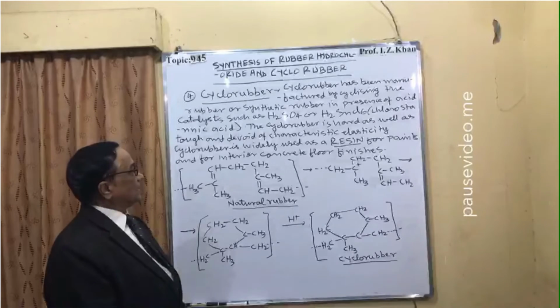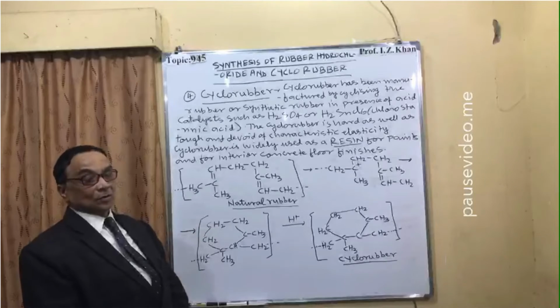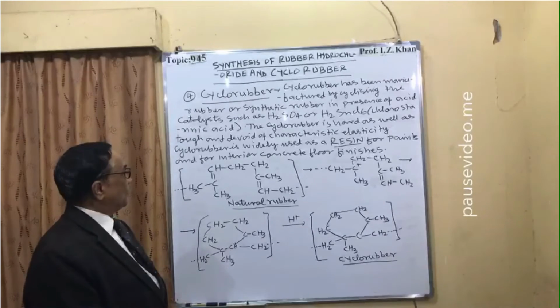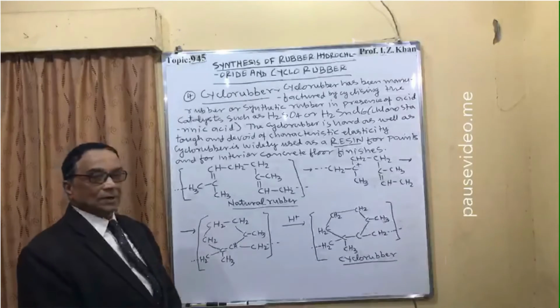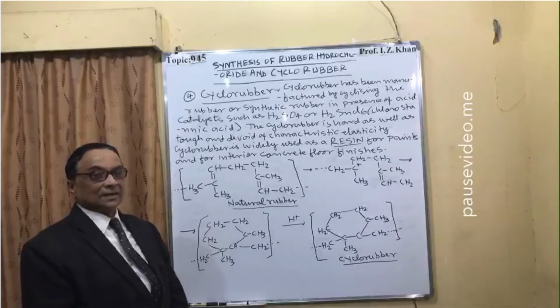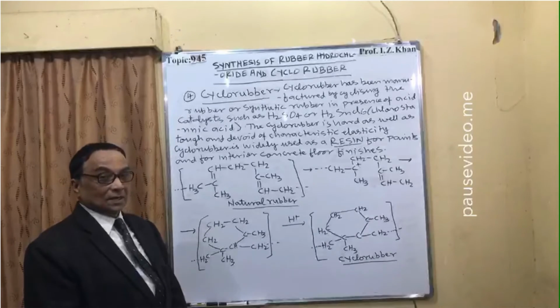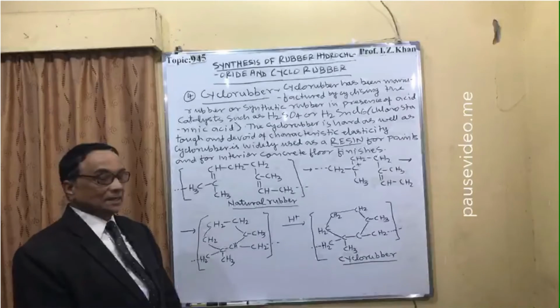Cyclorubber is widely used as a resin. That is its main use, as a resin for paints and for interior concrete floor finishes. When we are finishing our concrete construction, cyclorubber is used as one of the materials to beautify it, as a resin.